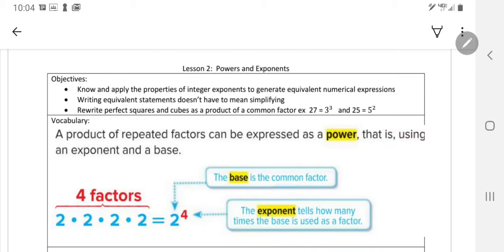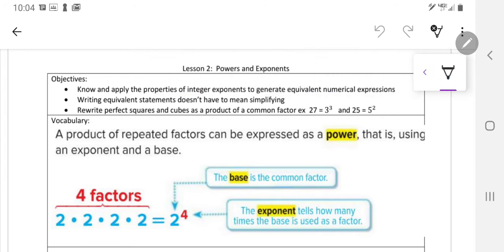Lesson 2, powers and exponents. All right, so some of this will be review, but it's important review because our next couple lessons are going to be building on our understanding of powers and exponents. All right, so let's look over our objectives.